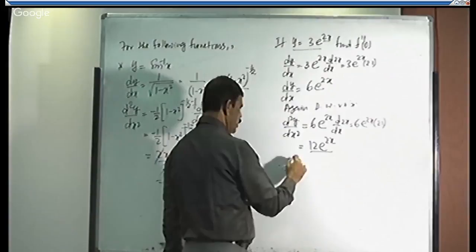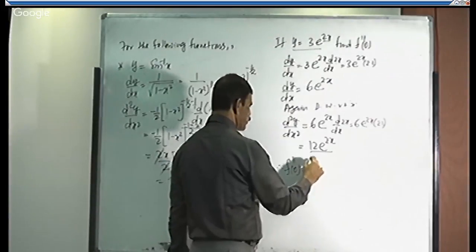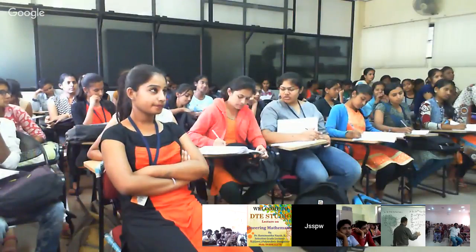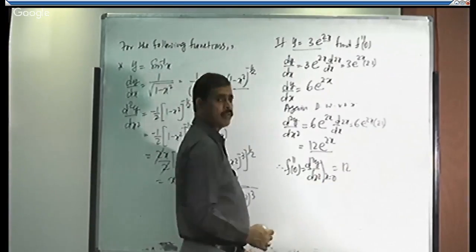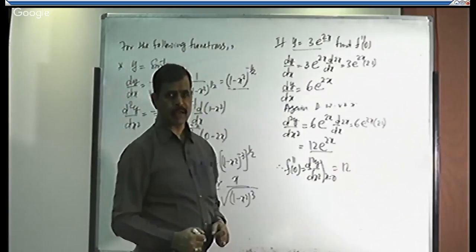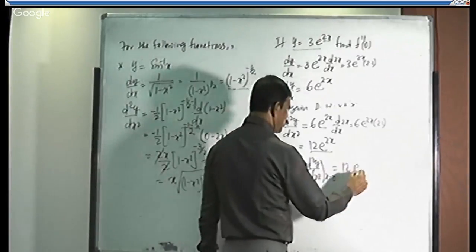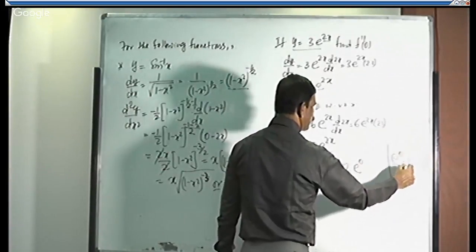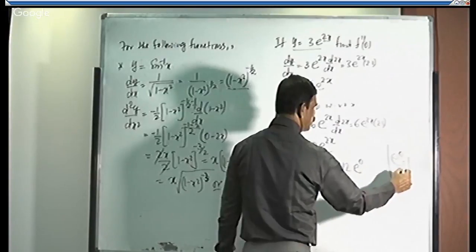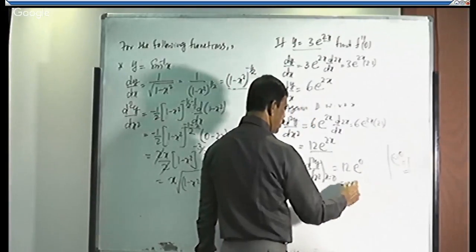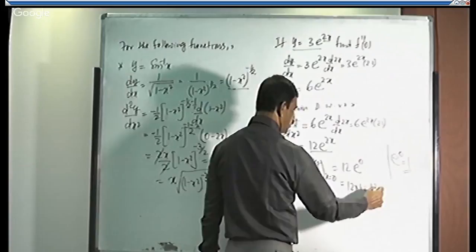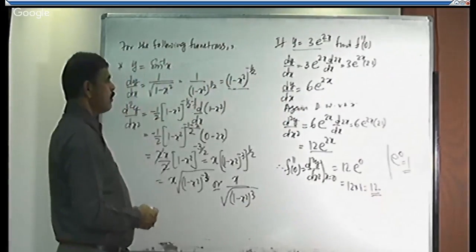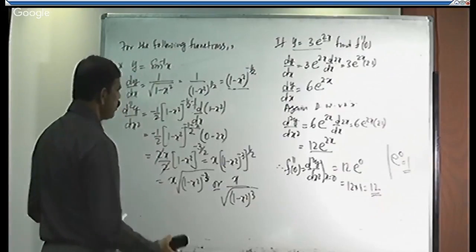Therefore, f double dash 0 means d square y divided by dx square at x is equal to 0. That is, substitute x is equal to 0 in d square y by dx square. 12 into e to the power of 2 into 0. Anything to the power of 0 except 0 to the power of 0 is equal to 1 only. So it becomes 12 into 1. It is 12. This is called differentiation of the exponential function.